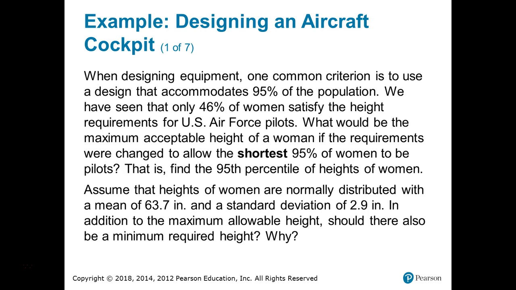All right, this problem sounds complicated, but it's really not that big. So let's look at some other givens. Assume that the heights of women are normally distributed with a mean of 63.7 and a standard deviation of 2.9 inches. In addition to the maximum allowable height, should there also be a minimum height required? Okay. So again, the problem is asking maximum acceptable height of a woman if the requirements were changed to allow the shortest 95%.